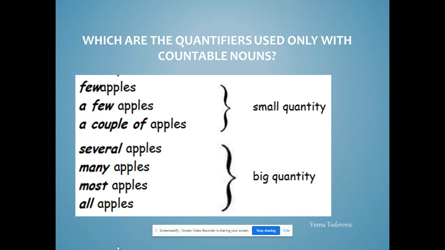If you use few, in this case few apples, you refer to a very small number of apples, which is not sufficient, not enough. A few apples, on the other hand, refers to a positive number of apples, which is enough, and the synonym is several apples, also given here on this page. A couple of apples refers to the number two, many, a big number, most refers to the majority, and all apples refers to the total number of apples in this case.